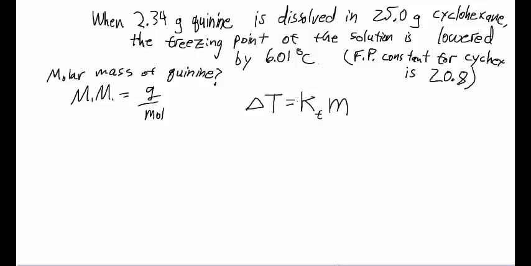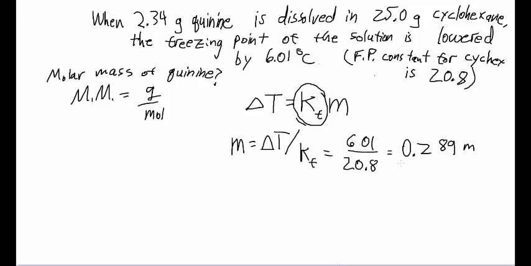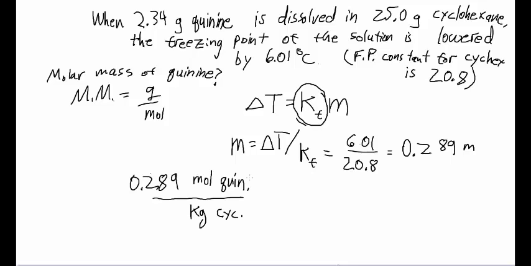And this Kf is the 20.8 that's given to us. And that's the constant for the solvent. So a good first step here would be to solve for the molality of the quinine. And we just divide both sides by that constant, plug in our numbers, and that is a concentration. So the actual number of moles will be proportional to the mass of solution we have. So it makes sense that we should multiply this concentration by the mass of solvent.